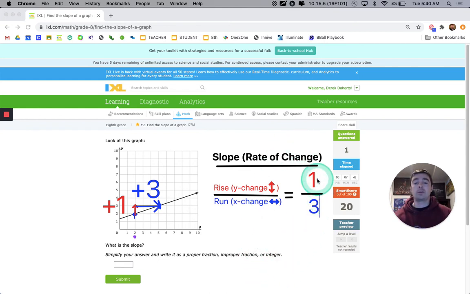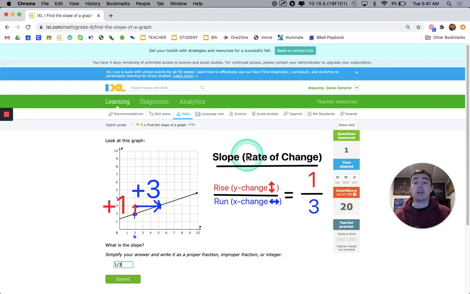So there's our slope. It's 1 over 3. I'm going to go ahead and plug that answer in here. A big key to understand, you don't necessarily put the larger number on the top. I think a common mistake here would be for students to put a slope of 3 over 1 because it's easier to do 3 divided by 1. If I do 1 divided by 3, I get a decimal.